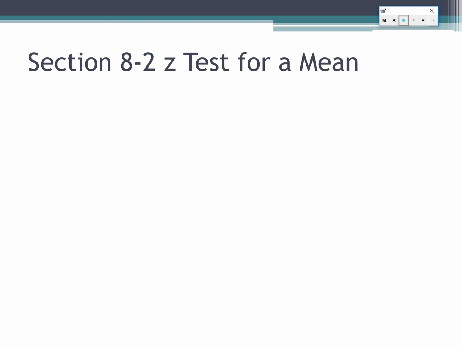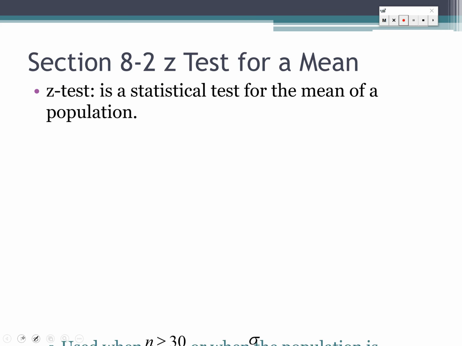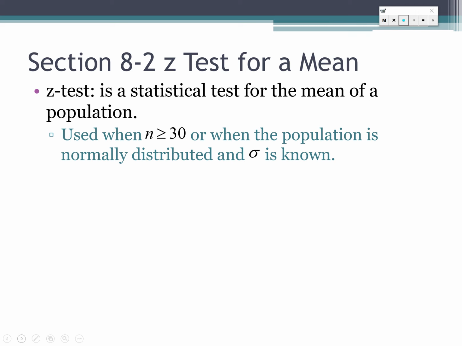The first hypothesis test we're going to run is a z-test for a mean. So yesterday we talked about statistical tests, and I did mention the idea of the z-test. That's what we're going to use today. We use it when our sample size, remember that lowercase n sample size, is greater than or equal to 30, when the population is normally distributed and our population standard deviation is known. So if your sample size is greater than or equal to 30, you could use this test. Or if you have a normally distributed population and you know the population standard deviation.